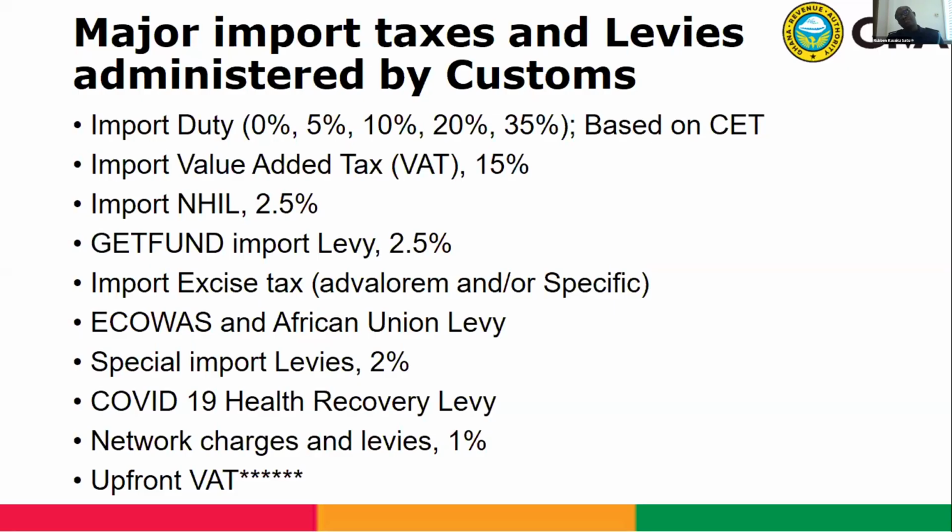And there are also goods that ECOWAS decides for economic development, and it's also to protect local industries. So the duty rate is 35%. And their examples are frozen poultry products, cooking oil, etc., of palm base. So those are the major taxes customs administer on imports that come into the country.